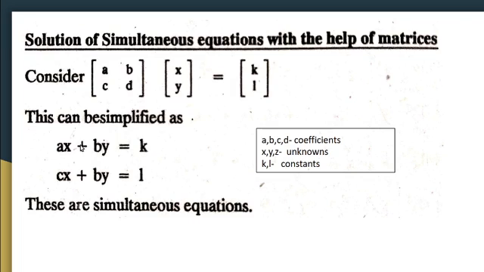That means the unknown values will have same values in all the equations, then they can be solved at the same time. So simultaneous equations are a set of two or more equations, each containing two or more variables, that can be solved at the same time. So here we can solve simultaneous equations with the help of matrices.